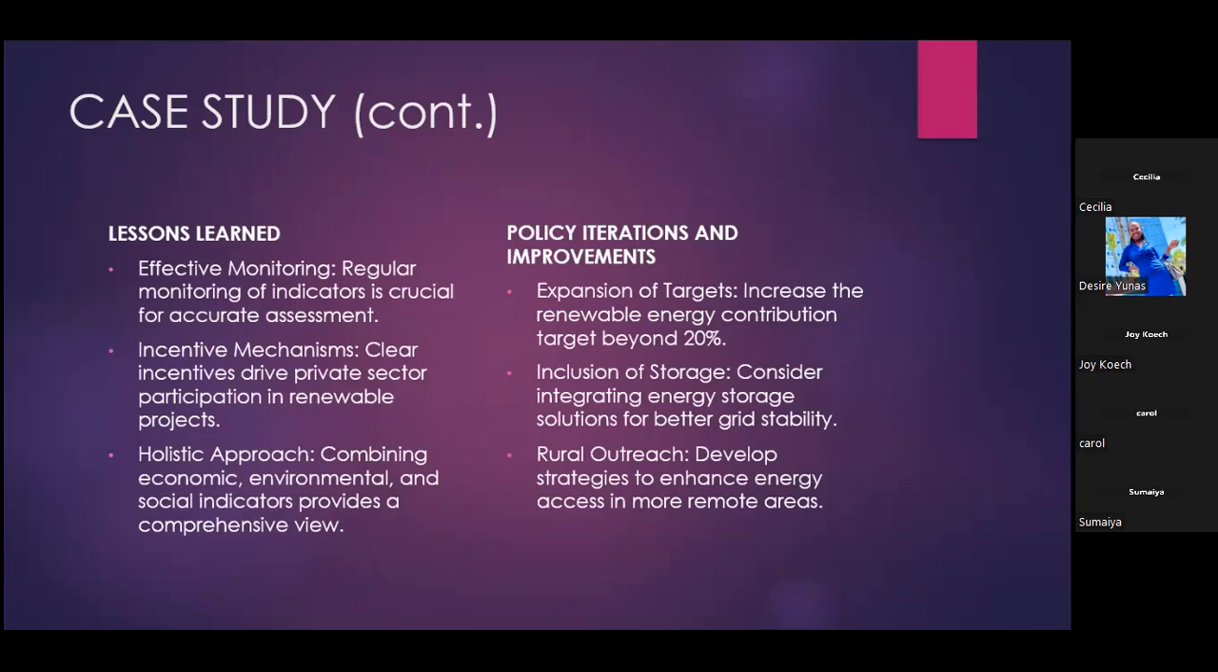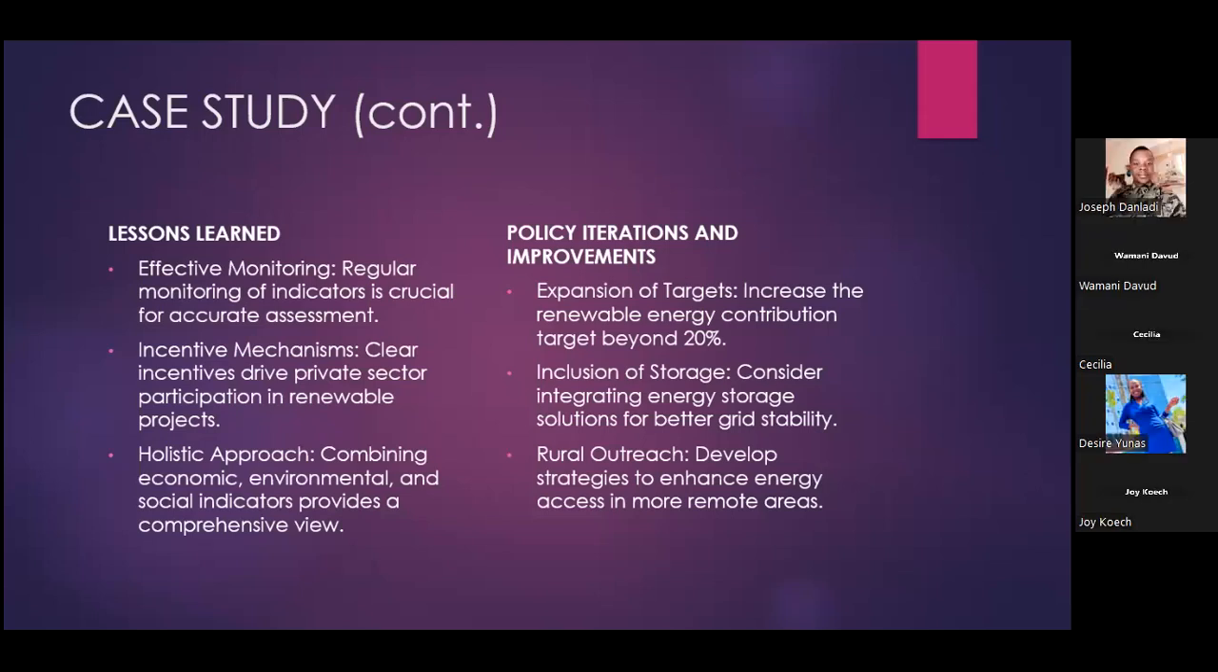And the lesson learned would be effective monitoring is crucial for an accurate assessment. Having accurate assessments and clear incentives, they drive private sector participation. One of the issues in Botswana now is that we're losing a number of direct foreign investments because we don't have accurate assessments and reporting. And this also provides a holistic approach to economic, environmental, and social development.